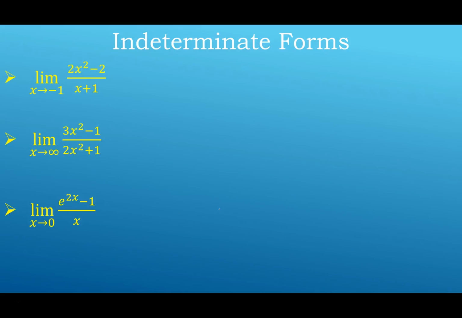Now, indeterminate forms are when you have stuff like 0 over 0 or infinity over infinity. Those are considered indeterminate forms of a function. For example, if I plug in negative 1, we get 2 times negative 1 squared, negative 1 plus 1. This becomes 2 minus 2. We get 0 over 0.